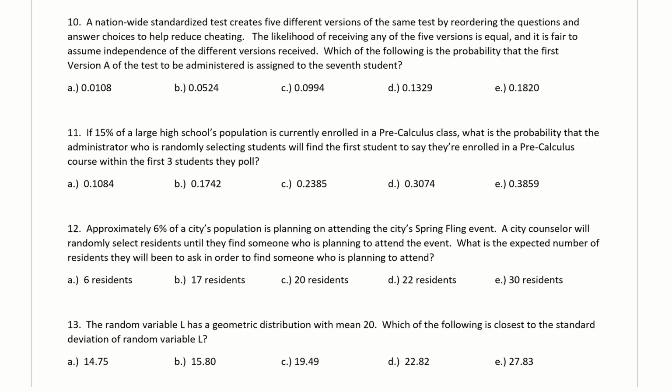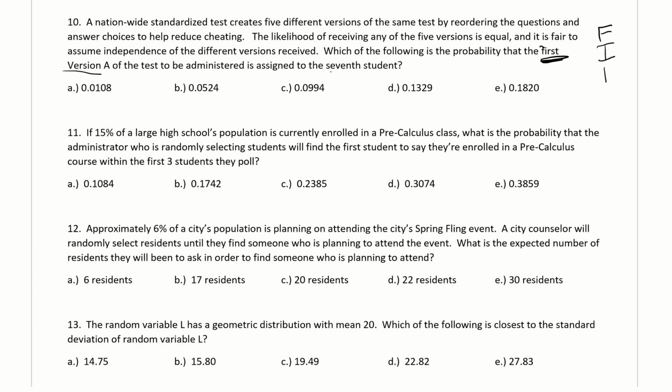Which of the following is the probability that the first version A of the test to be administered is assigned to the 7th student? All right, so there's a keyword there, that the first version is assigned to the 7th student. We actually don't know the number of trials in general. We're just saying that specifically in this instance, the 7th student received the first version. So this is FIBS, okay?